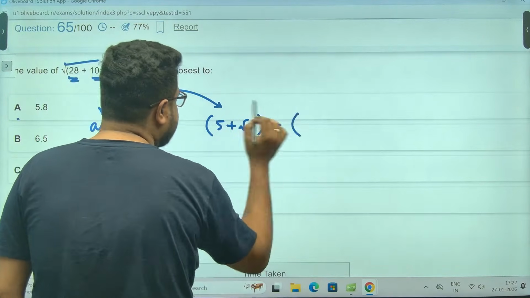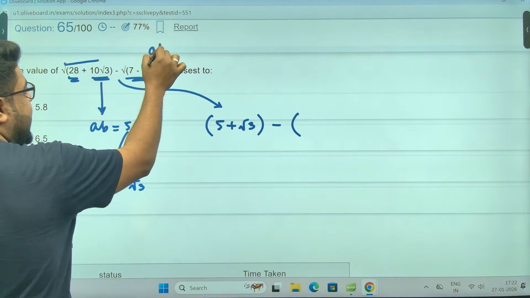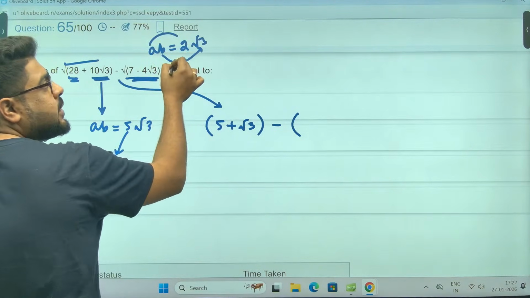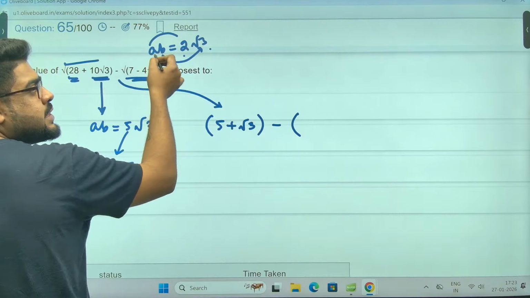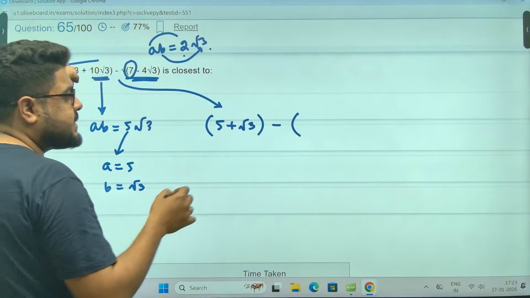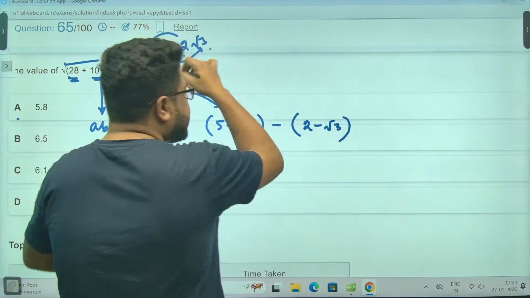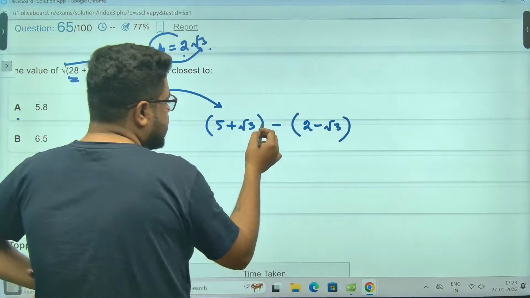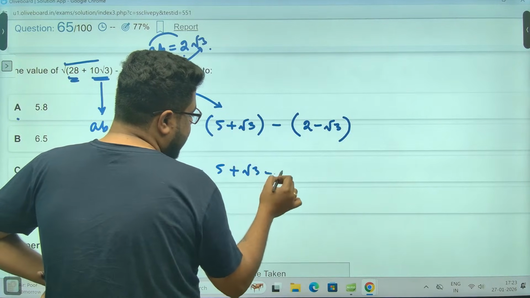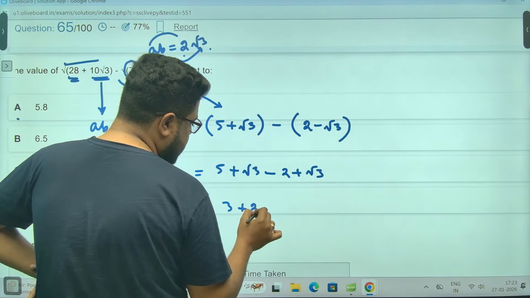In between there is a minus. Now again, do the same thing. 2ab is 4 root 3, meaning ab is 2 root 3, so a is 2 and b is root 3. 2 square is 4, root 3 square is 3, total is 7. In between there is minus, so I can write this as 2 minus root 3 whole square, and the square root cancels. This becomes 5 plus root 3 minus 2 plus root 3, so 3 plus 2 root 3.